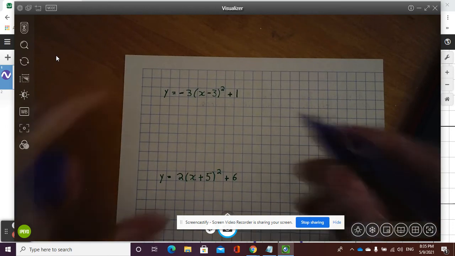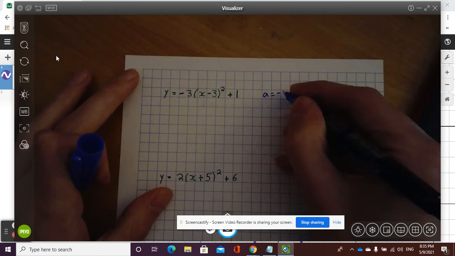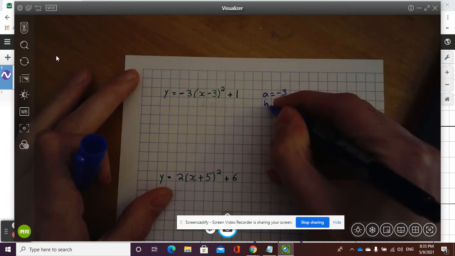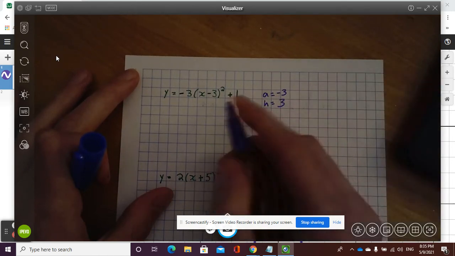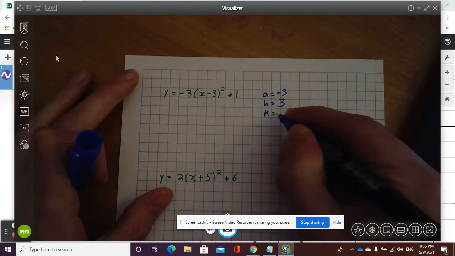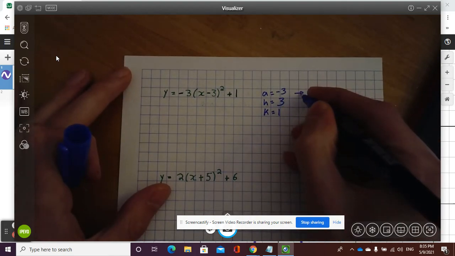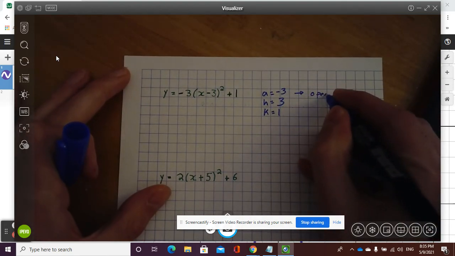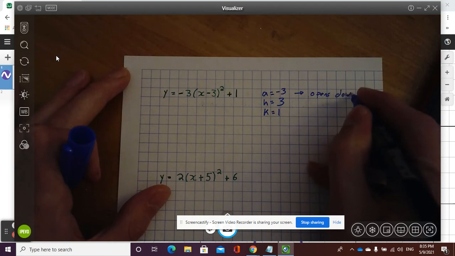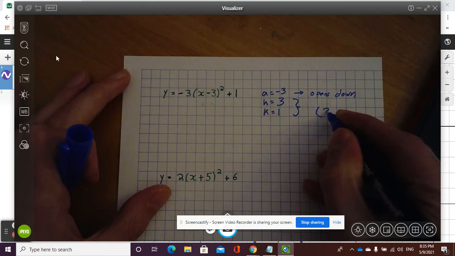It may help you to write out your key pieces of information. So my a value is -3. My h value is +3. Remember, we flip anything in the brackets. And my k value is 1. So right away, because my a value is -3, I know that this parabola opens down. And then h and k are going to tell me the coordinates of the vertex.